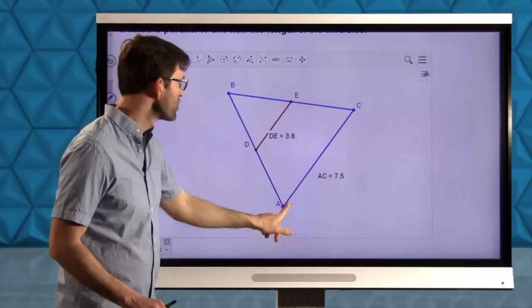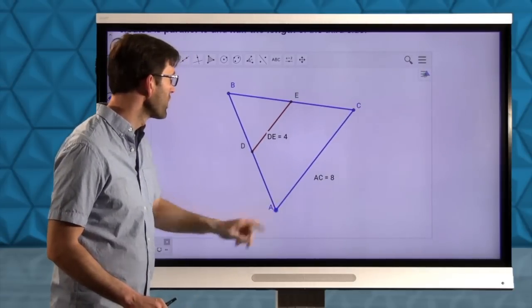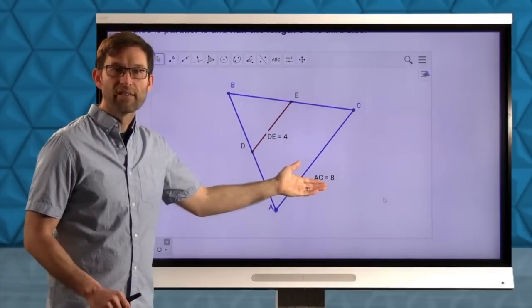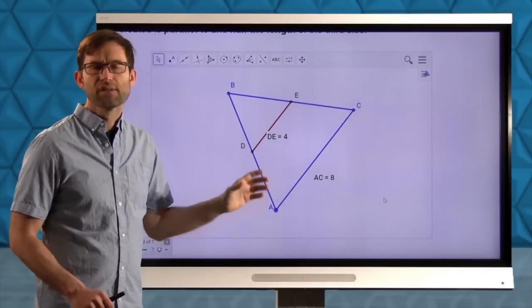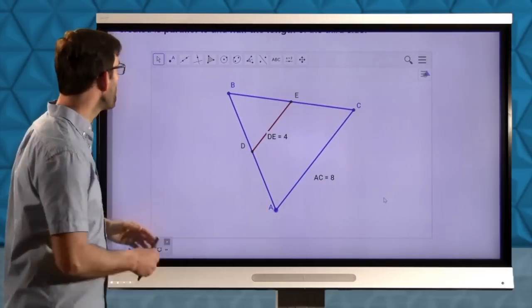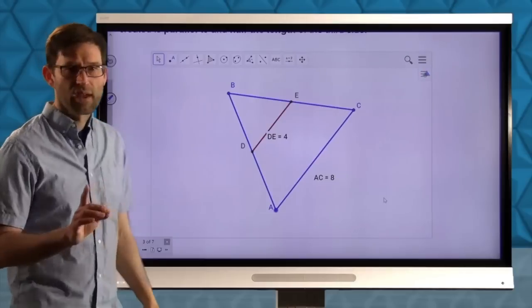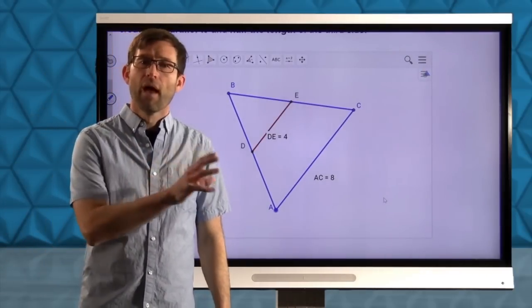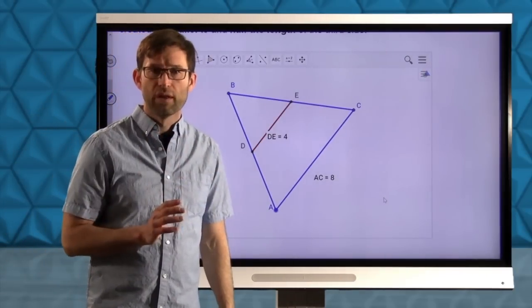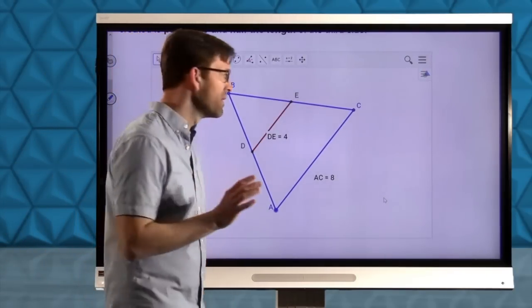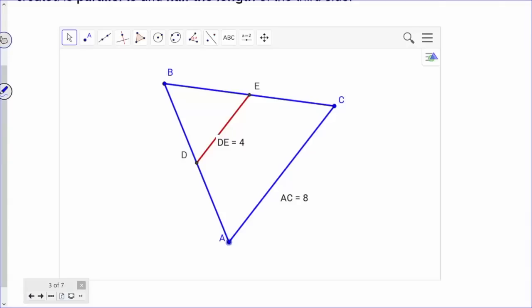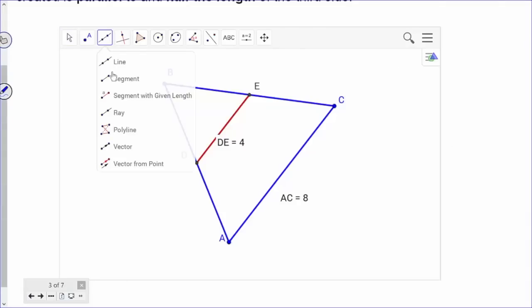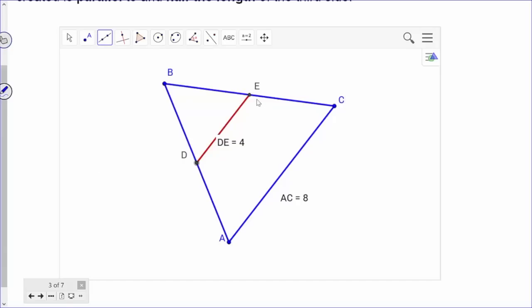Sorry, I can't get the numbers really nice for you. I almost had one. There we go. DE is 4, AC is 8. The parallelism is a little bit harder to see, of course, but let me just pop off for just a second, and I'll draw a full line through DE, and then you're going to see the parallelism just a little bit better. So let me get that full line. What I'll do is I'll ask GeoGebra to draw a line between these two, and maybe a line between these two.